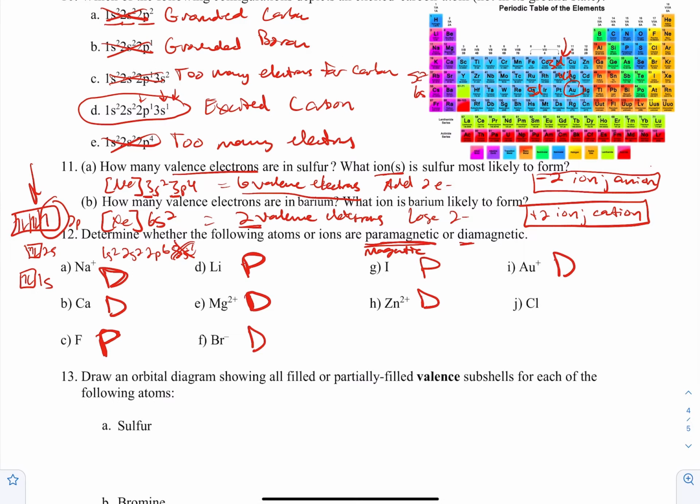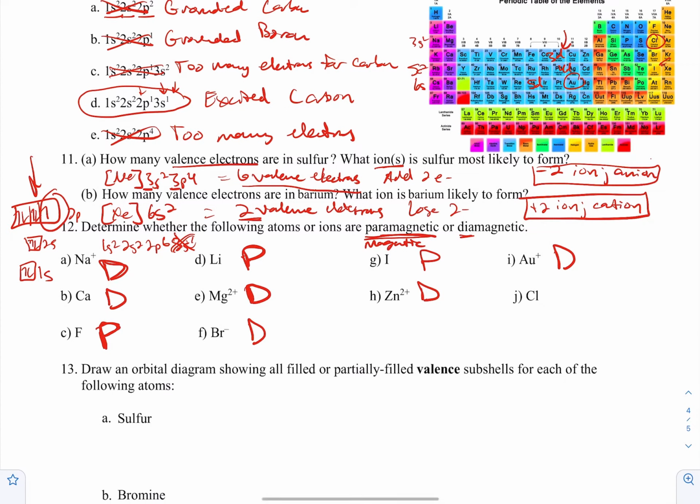Okay, last one, chlorine. Where's chlorine? Chlorine is going to follow about the same rule that we did for iodine. We're going to go up to 3s2, and then 3p, 1, 2, 3, 4, 5. So 3s2, 3p5, and we're not ionized. There are no extra or deficient electrons here. So we know that there must be one unpaired electron in that p subshell, so this is going to be paramagnetic.